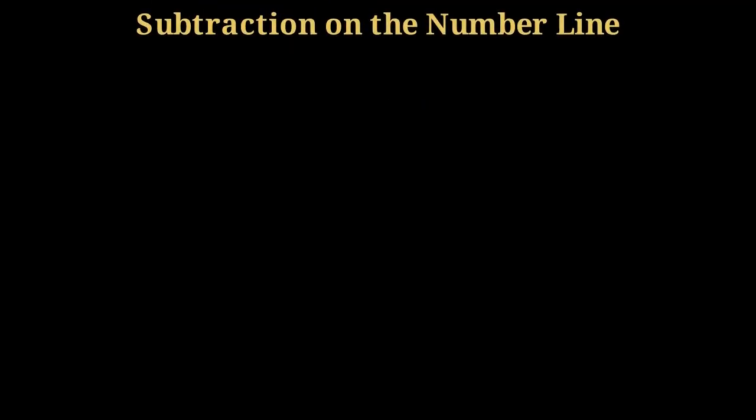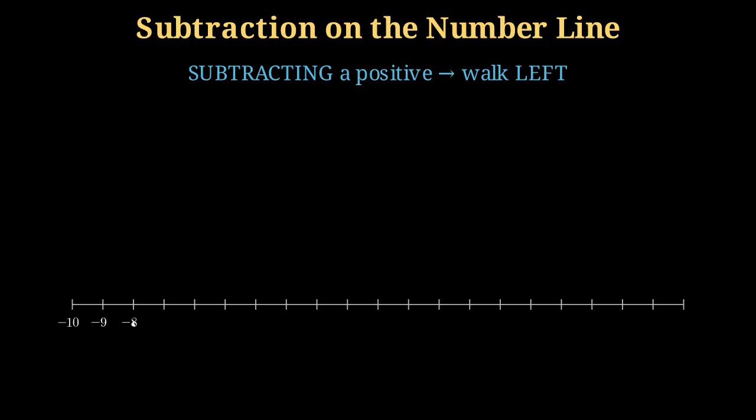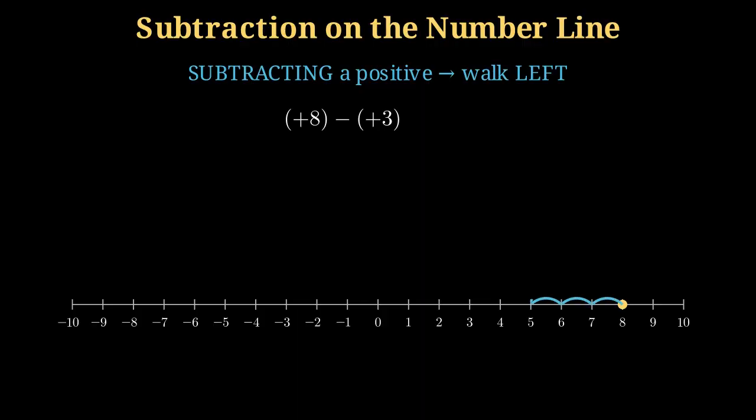Last lesson, adding a positive walked us to the right. Subtraction is the opposite journey. When you subtract a positive number, you walk to the left. You are taking away, so you move down the number line. +8 minus +3. Start on 8, walk 3 steps left. 1, 2, 3. We land on 5. 8 minus 3 is 5, just like primary school.